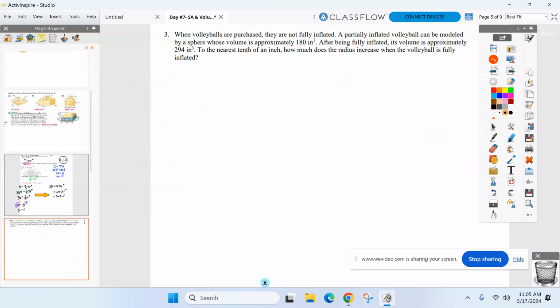All right, well, I got volumes of both, so let's start there. Partially inflated, fully inflated. There's only one thing I want to mention here, and then I'll let you go on your own. 4/3 pi r cubed. What is it? Partially inflated, 180.